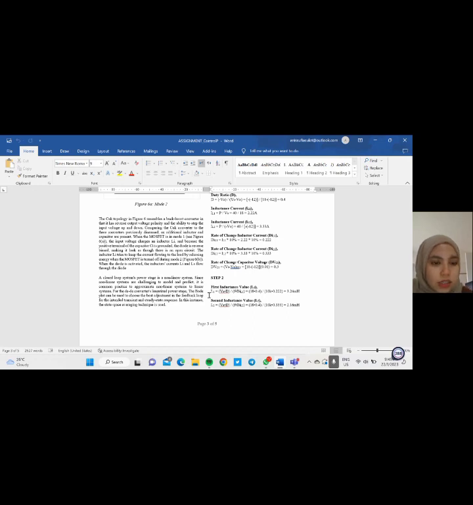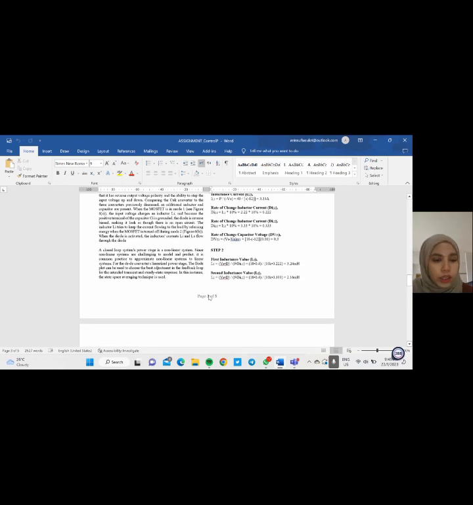The inductor L1 tries to keep the current flowing to the load by releasing energy when the MOSFET is turned off during mode 2, figure 6. When the diode is activated, the inductor currents L1 and L2 flow through the diode.